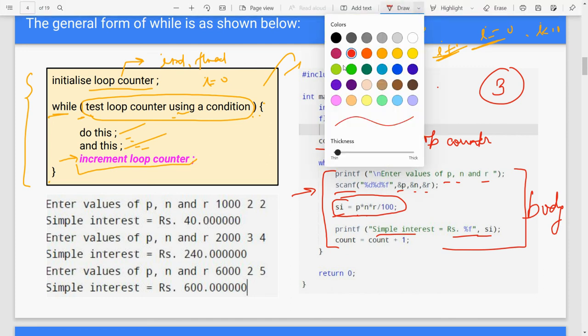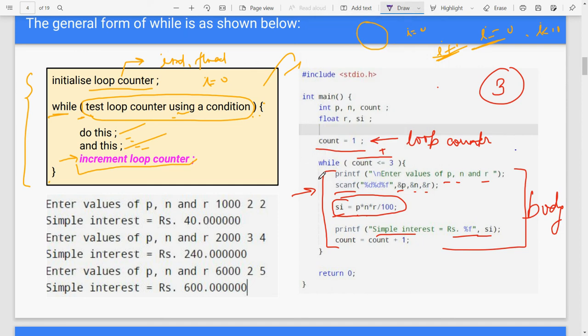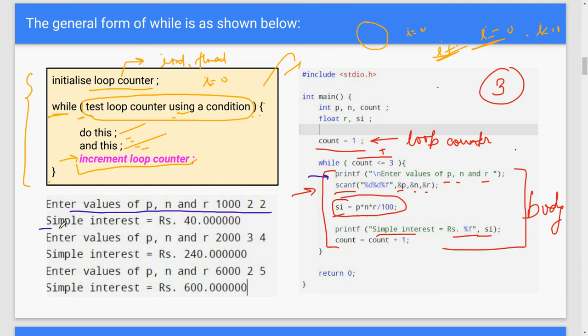Let's say this particular condition is true, then what happens? Then it will run every code line by line. It will run this code, then this code. So you can say that it will ask for the input values of p, n, and r. If you enter the values, it will give you the simple interest. When this particular line of code is executed, it comes to the count part, where the incrementation is done.